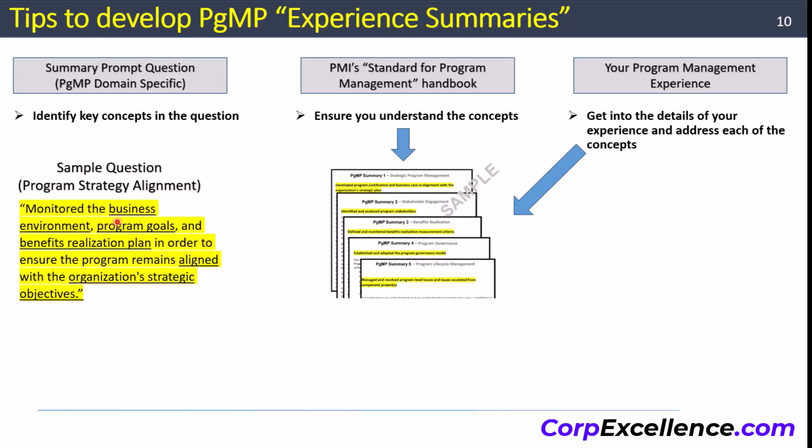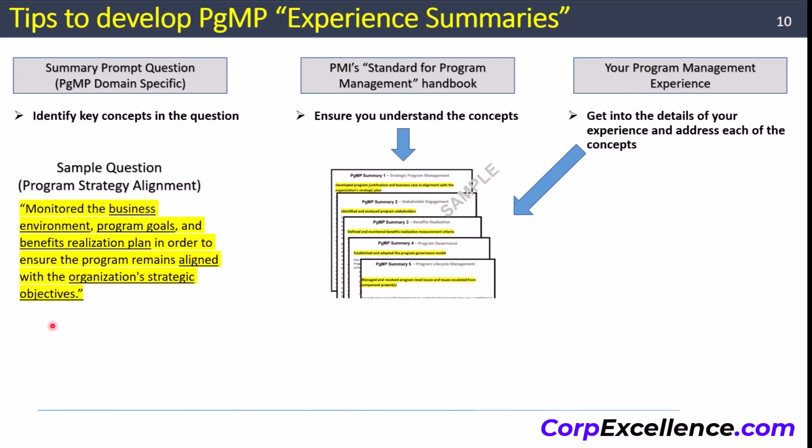So what you'll have to do is identify the key terms here, which are business environment, program goals, benefits realization plan, the alignment, how your program alignment works with the organization, and the organization's strategic objectives. So you must understand all these program management concepts and see how PMI has defined those in the handbook, and then try to answer those and relate them to your experience before you actually develop these summaries.